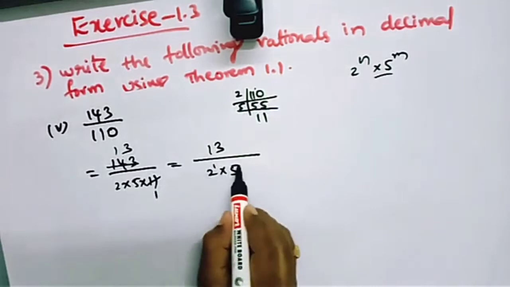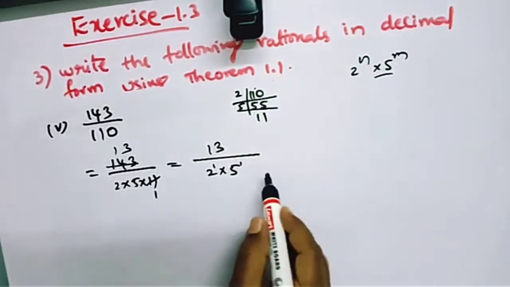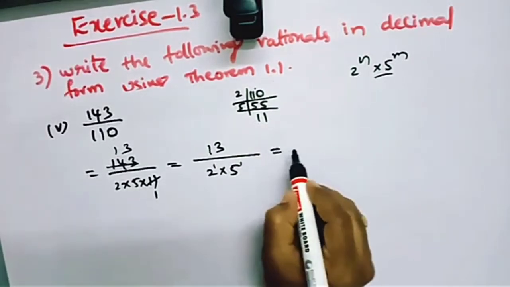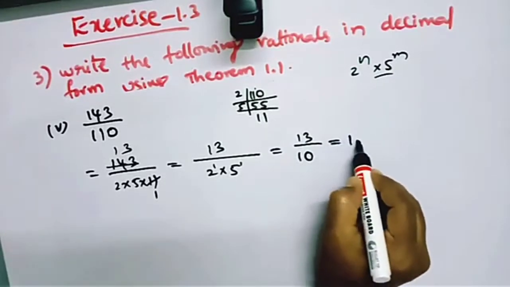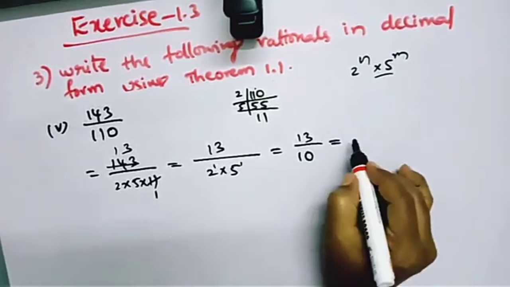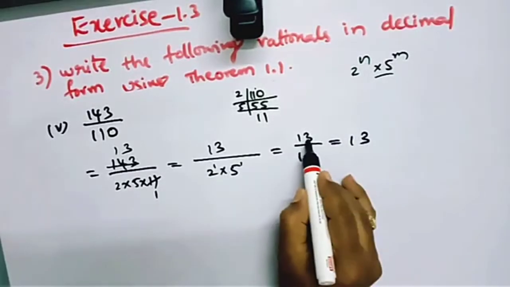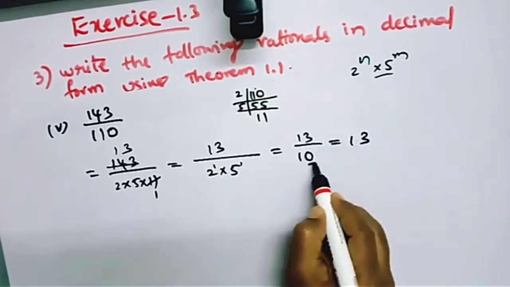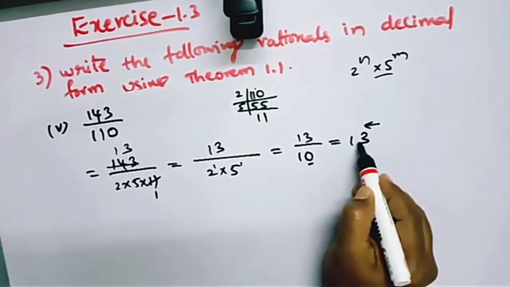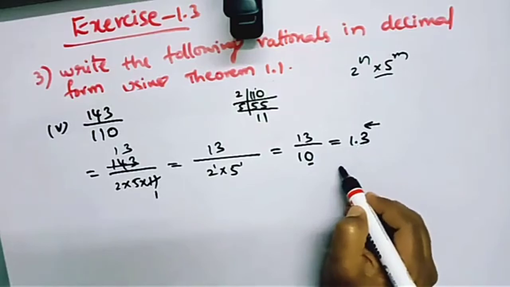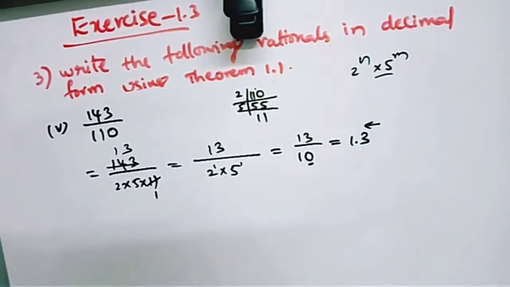See here, 2 power 1, 5 to the power of 1. No need to add anything to the numerator and denominator. You should write down 13 by 2 times 5, which is 10. Then write down the number as it is, 13. In the numerator we have 13, write down 13. Then there is 1 digit in the denominator, so you should move the point 1 digit from the left side. So here you will get 1 3. So the final answer is 1.3.